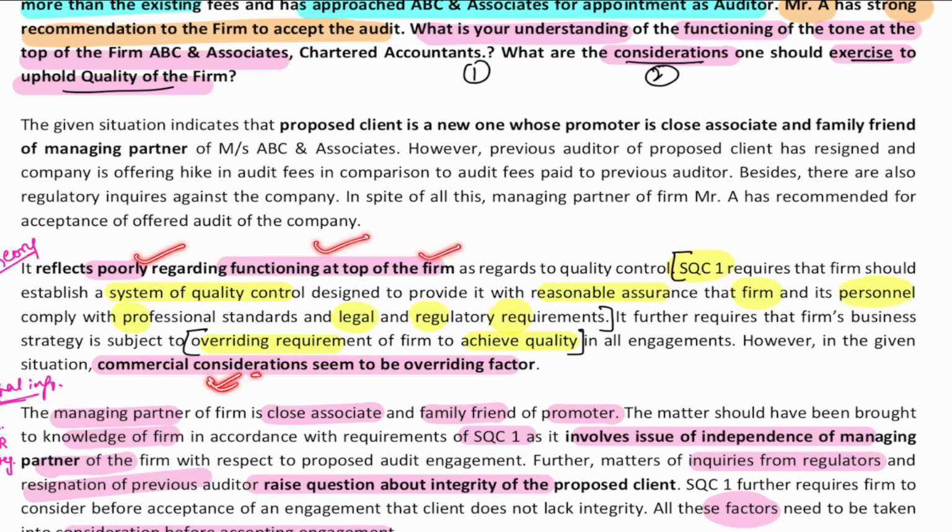Here the commercial consideration, that is the money, seems to be an overriding factor. It is given the priority. Okay, sir. This yellow part is nothing but the SQC-1 objective, that there should be a system of quality control to give a reasonable assurance that the firm and the personnel comply with the PRL requirement, that is professional standards, regulatory and legal requirement.